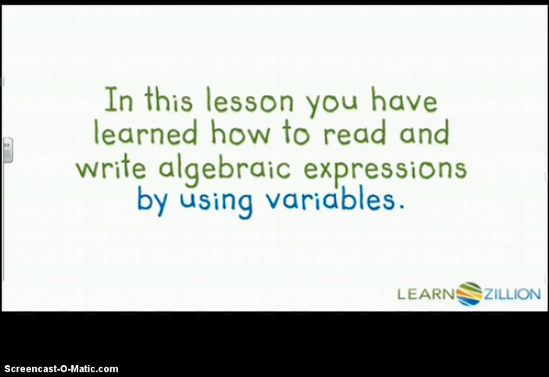In this lesson, you have learned to read and write algebraic expressions by using variables.